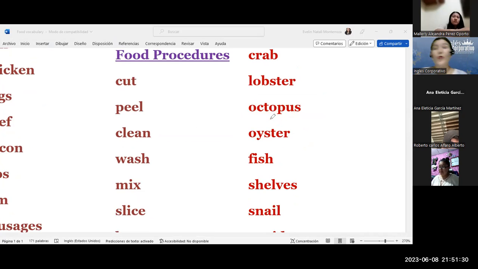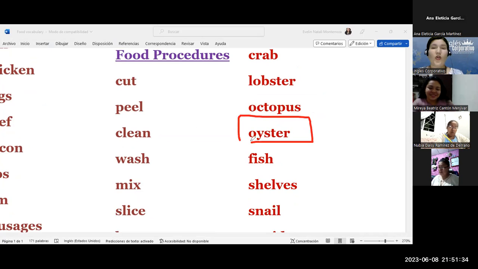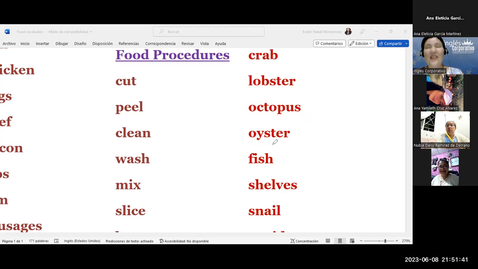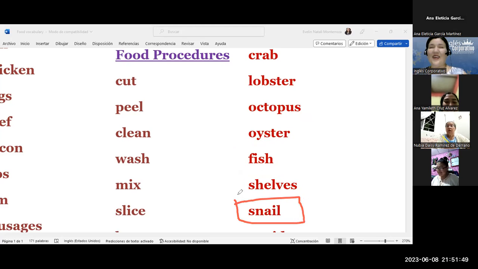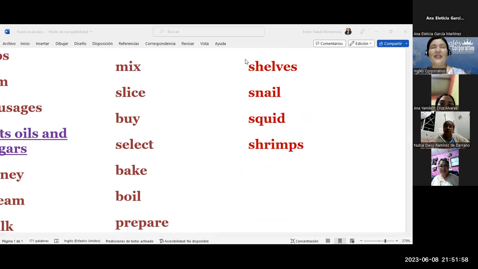No, pulpo. Pulpo. Oyster. Ostras. Fish, el favorito de mi amigo. Fish. Pescado. Shelves, conchas. And snail. Snail. Caracol, right? Ahí entra Gary, el de Bob Esponja. Squid, Don Calamardo. Calamares, and shrimp.